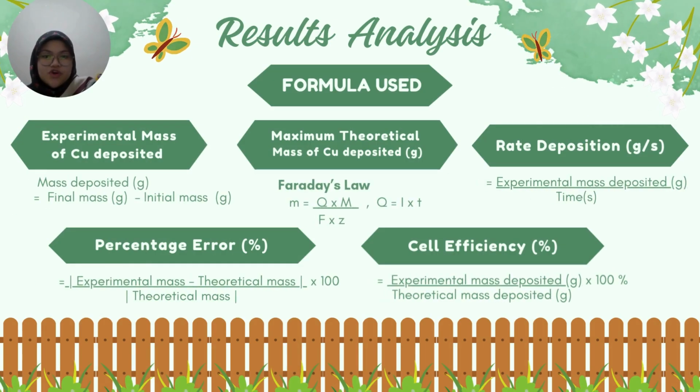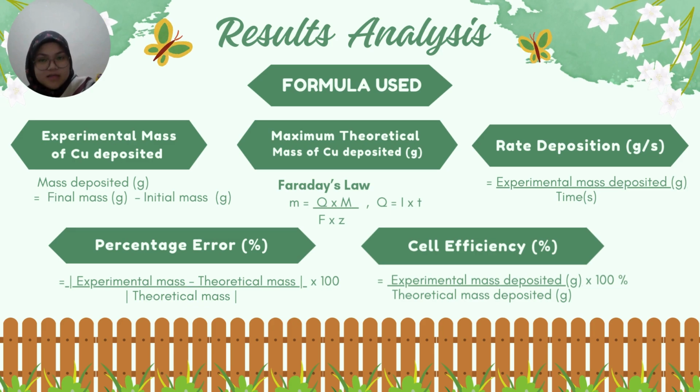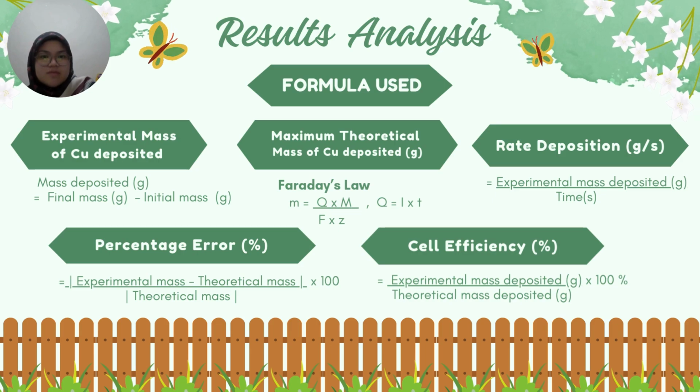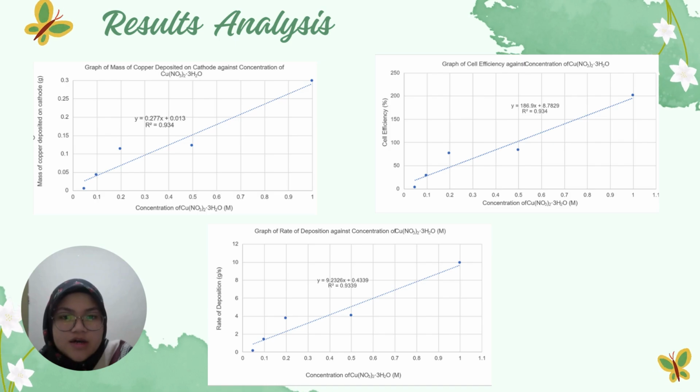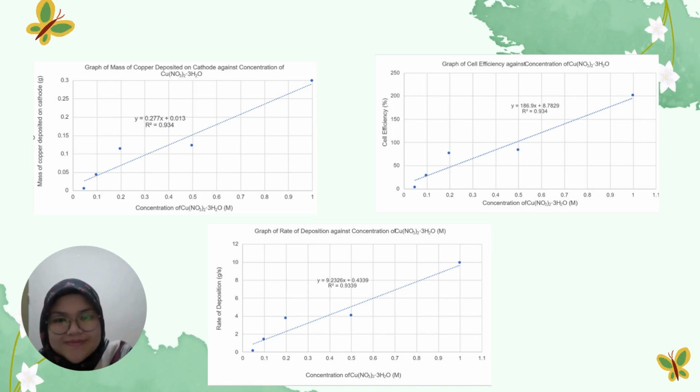This slide shows all of the formulas that we use to get our data for the second table, and we can see here that we use Faraday's law to calculate our maximum theoretical mass of the copper deposited. Next, this is our linear graph with the R squared equal to 0.934 for all 3 of them.